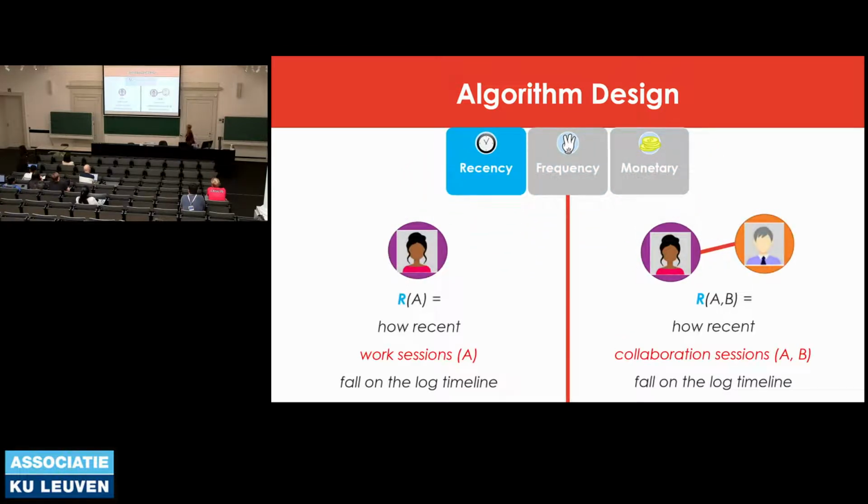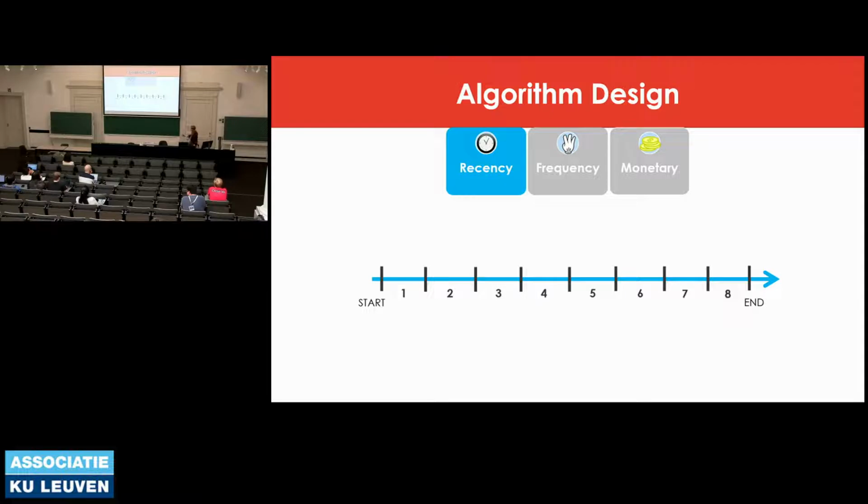We start with the recency for a resource and a collaboration. So for a resource, it's how recent do their sessions fall on the log timeline, and the adaptation for the collaboration sessions is how recent do the collaboration sessions fall on the log timeline. So we have a log timeline, we have a start and end, and we divide this into several windows of equal width. They all get a number from 1 to the number of windows, and a weight, which is equal to the window number over the total number of windows.